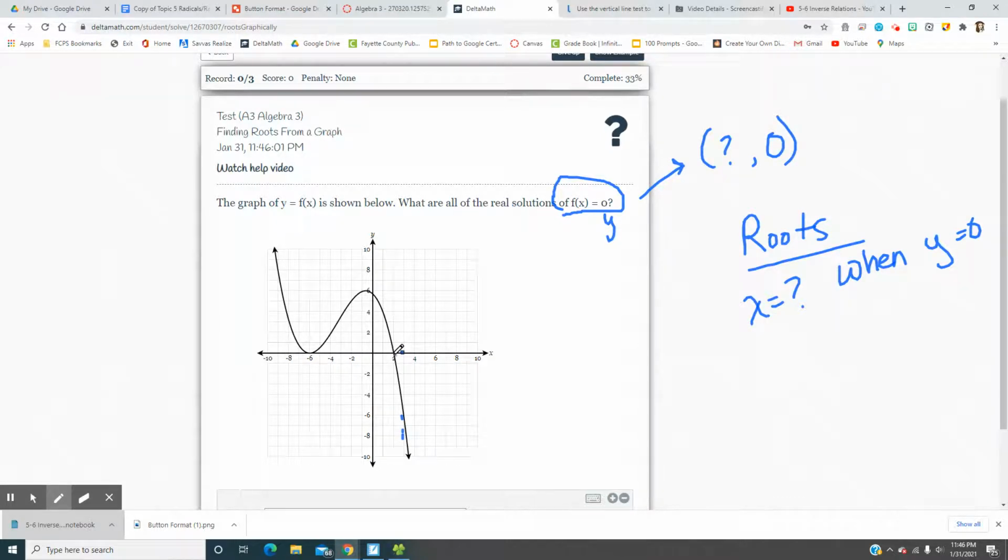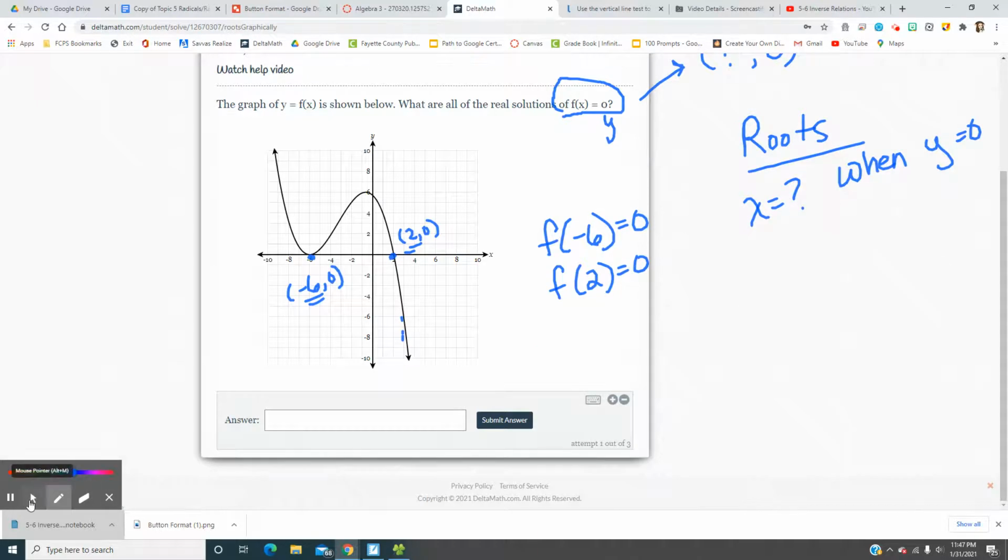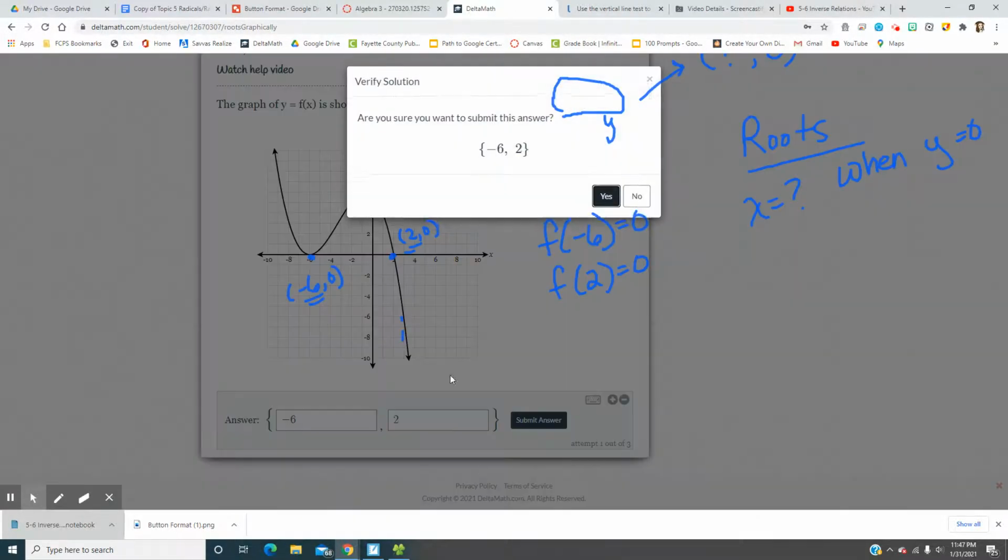So it looks like the graph hits right here at 2, 0, and then again at negative 6, 0. So I'm looking where my graph has a y value of 0. So it looks like negative 6 and positive 2. So I can say that f of negative 6 equals 0 and f of 2 equals 0. So then when I go to format my answer, I'm going to type in negative 6 and 2. And these braces pop up. That means that at negative 6 and 2, not everywhere in between.